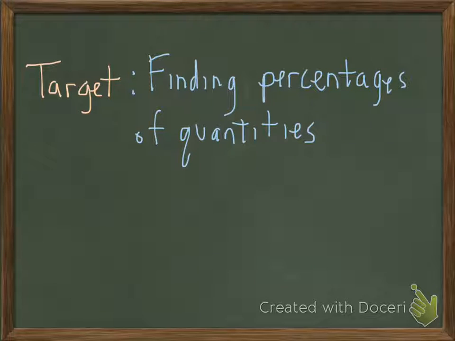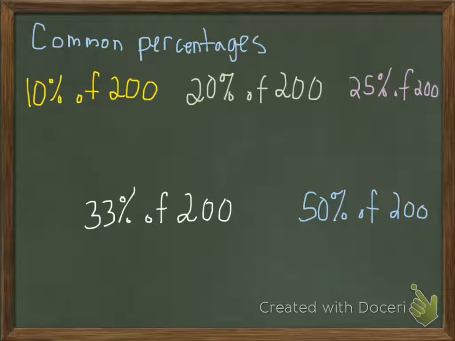Okay, so here we have a target: finding percentages of quantities. Quantities in this case is just going to mean a number. Quantity is just an amount of something. For example, we're going to start with some common percentages. You might see this at H&M or the market, a sale on something.